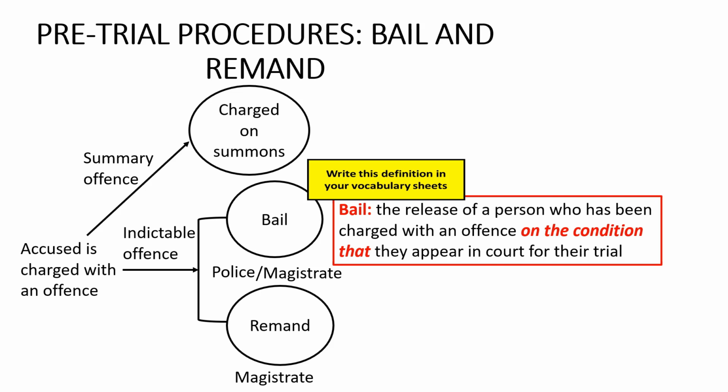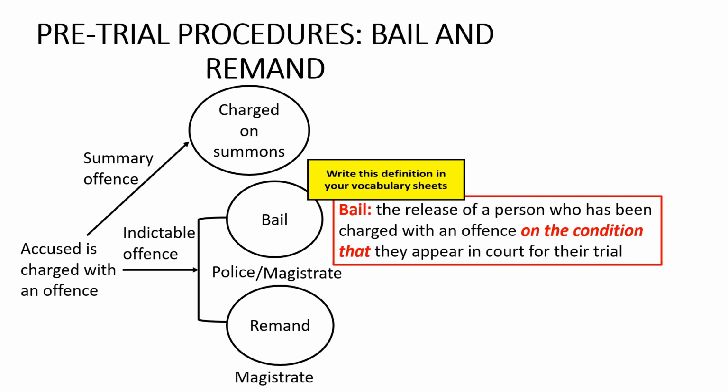However, over the past 10 to 15 years, the Victorian Parliament has passed laws that restrict the circumstances in which accused people can be granted bail. This is a direct contradiction to the presumption of innocence.